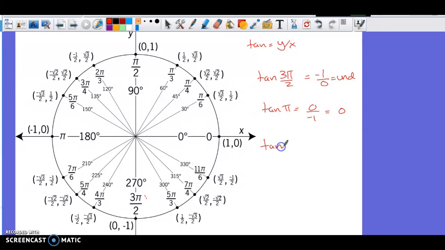Let's say I'm doing tangent of pi over 6. Okay, so I'm going to take the y value and divide by the x value. So 1/2 divided by radical 3 over 2. When you divide fractions, you flip and multiply. The 2's are going to cross cancel, so that leaves you with 1 over radical 3. We don't like to leave our answers like that, so I'm going to clean it up by rationalizing the denominator, and that gives me radical 3 over 3.